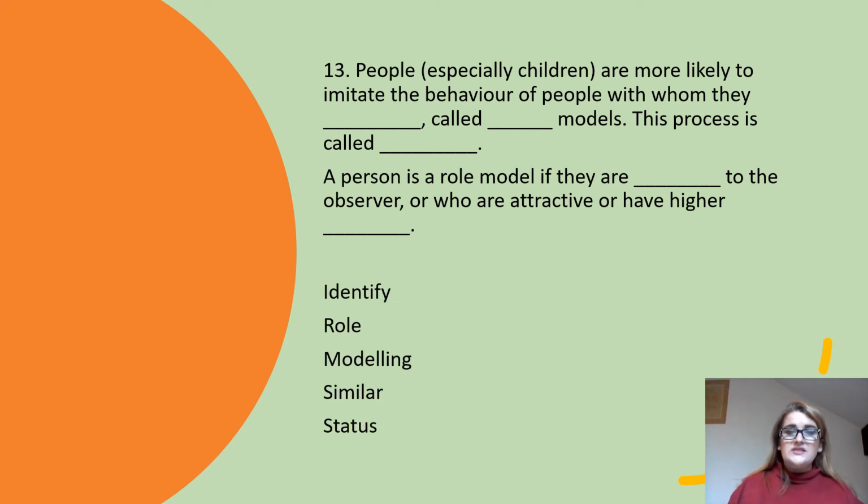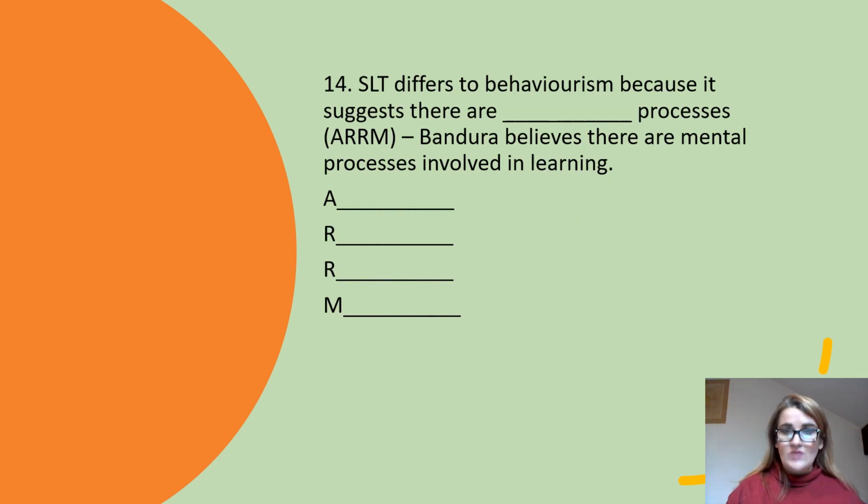So people, especially children, are more likely to imitate the behaviour of people with whom they identify, called role models. This process is called modelling. A person is a role model if they are similar to the observer or who are attractive or have higher status. Okay, remember, I can't show you here, remember arm off by heart. I'll be annoying you doing that in lesson when we get back.